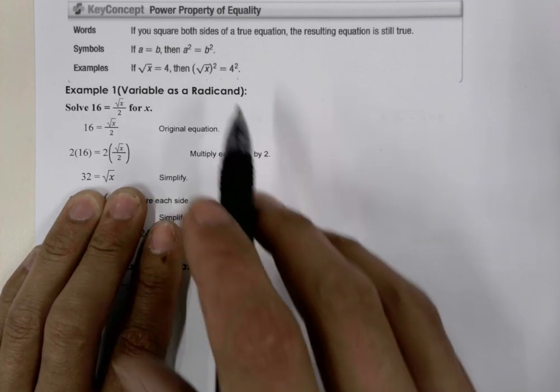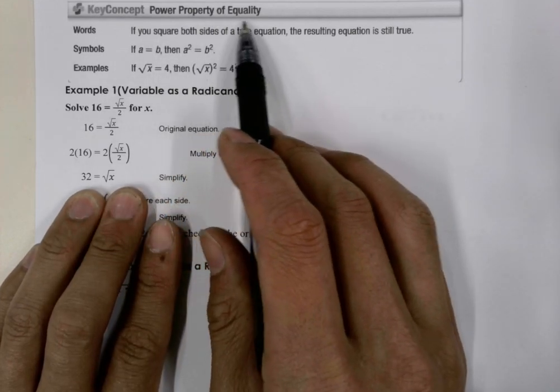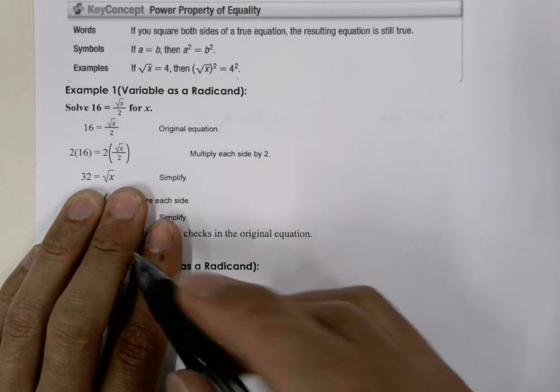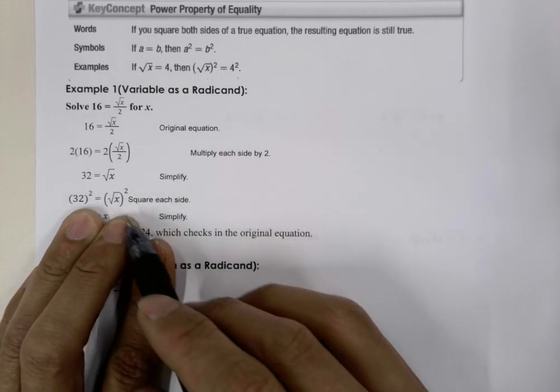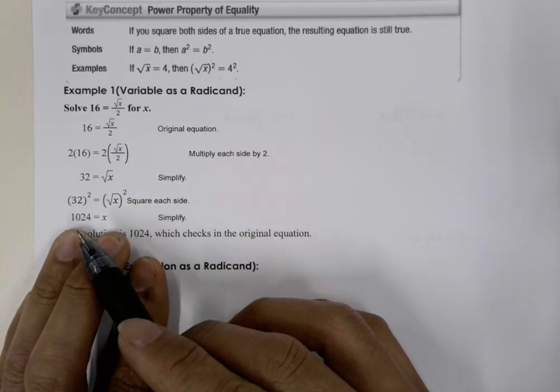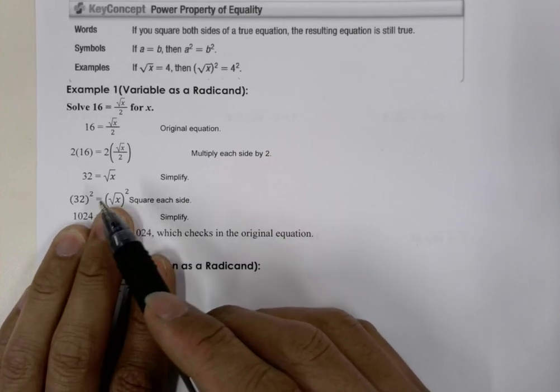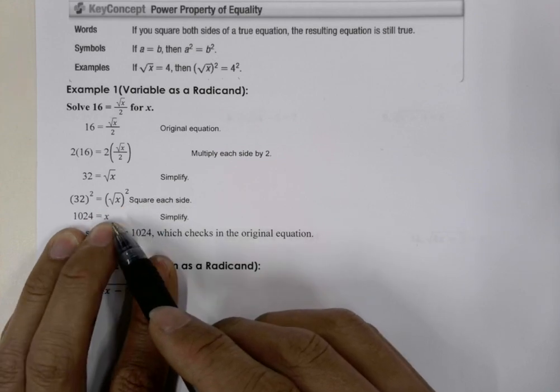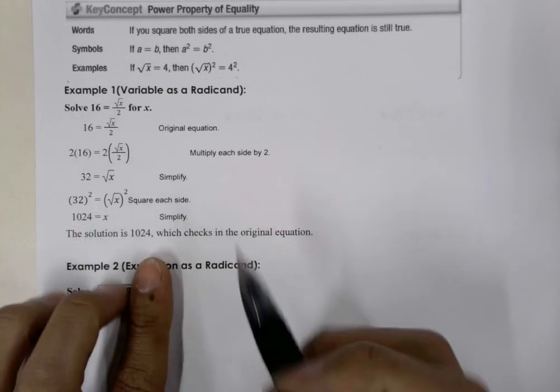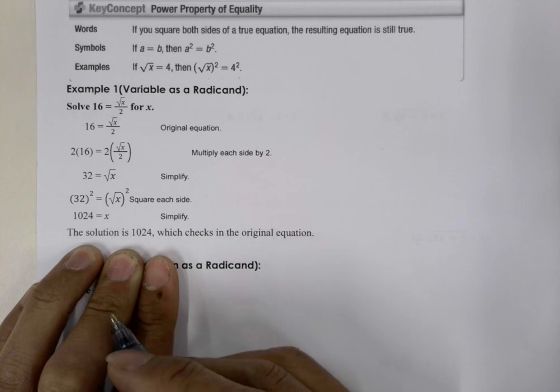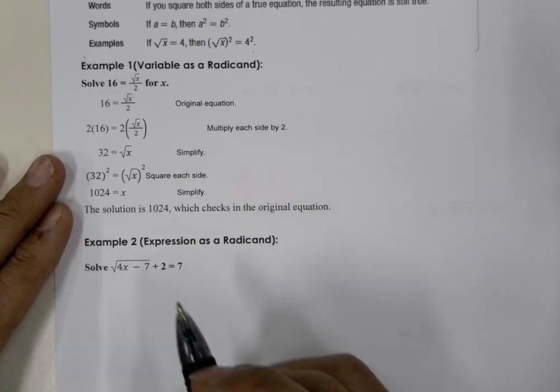Now here, we are going to apply this power property of equality and square both sides of the equal sign. If we square both sides, what we're left with is 32 squared, which is 1024, is equal to square root x times square root x, which is simply equal to x. And we've solved for x. And that's our solution. So that is our strategy.